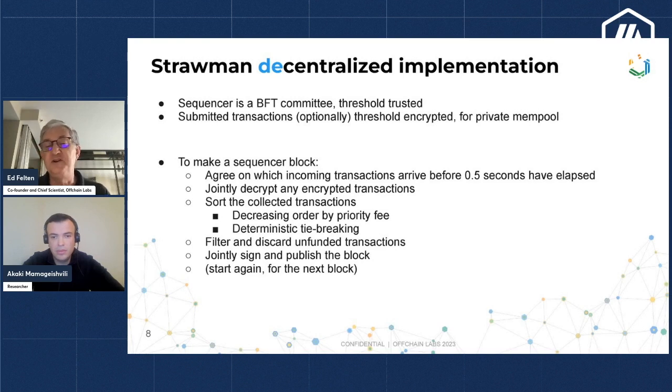Maybe you can optionally add a decryption stage so people can submit encrypted transactions which only get decrypted after it's too late to front run them, to get even stronger front running protection. And as I said, we're working with the Espresso Systems team to develop an implementation of the decentralized version.